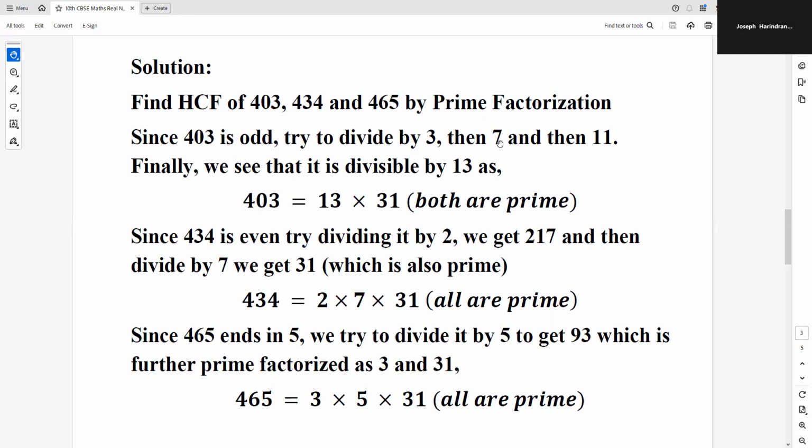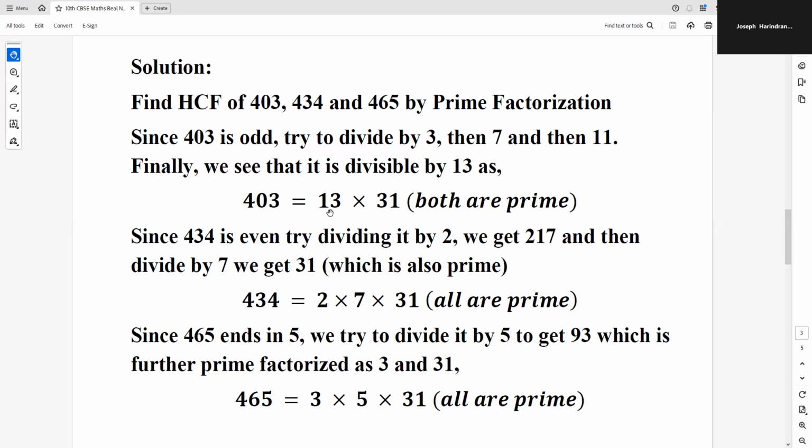So we go to 7. It is also not divisible by 7. So we go on to 11. It is also not divisible by 11. So the next prime number is 13. And when we try to divide 403 by 13, it is exactly divisible and we get the quotient as 31. Further division is not possible because both are prime now. 31 is also a prime number. So these are the 2 prime factors of 403. 403 is equal to 13 into 31.